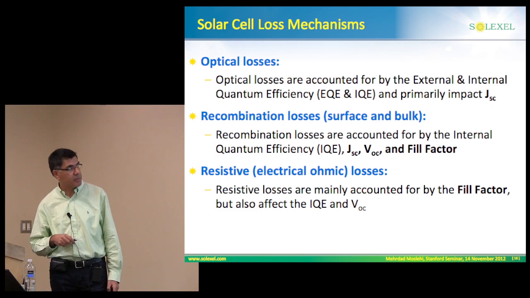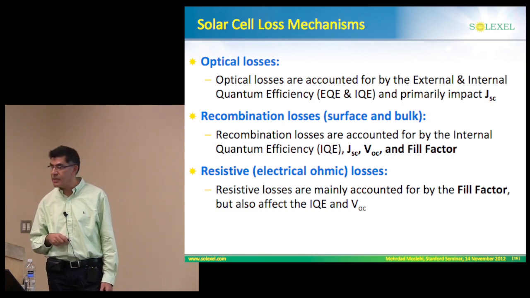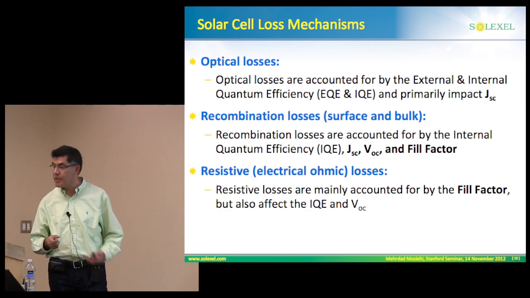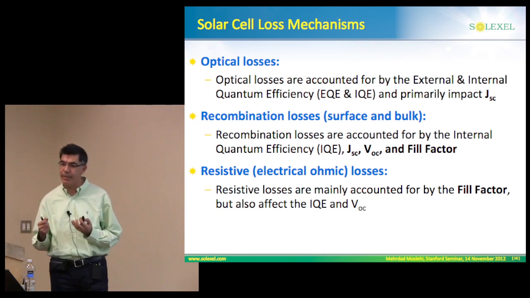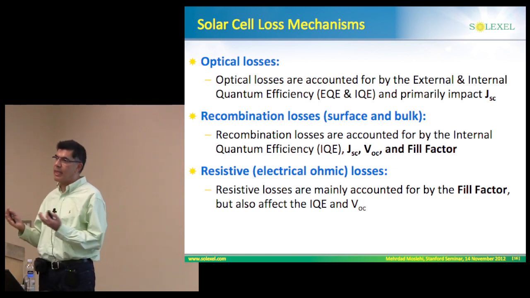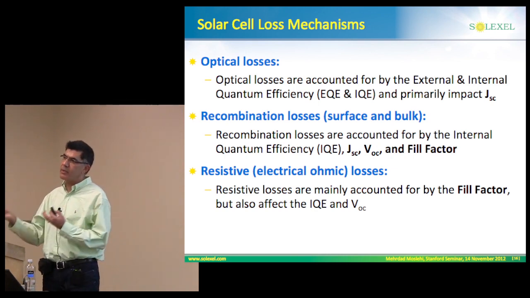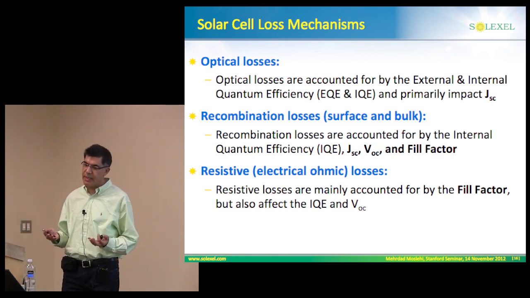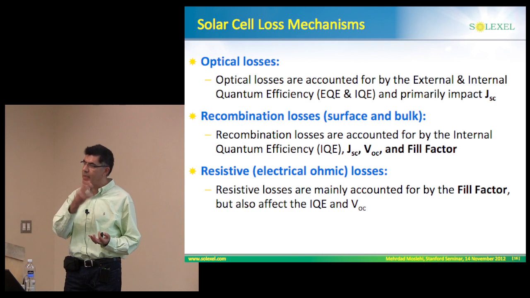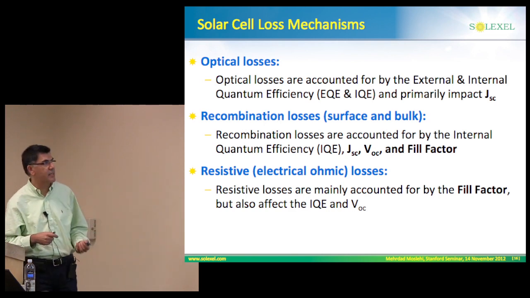And the third category is resistive losses, which are essentially electrical ohmic losses. And these are primarily accounted for by the fill factor. And indirectly, they also affect the other parameters. So for very high efficiency cell design, you have to minimize all of these losses.